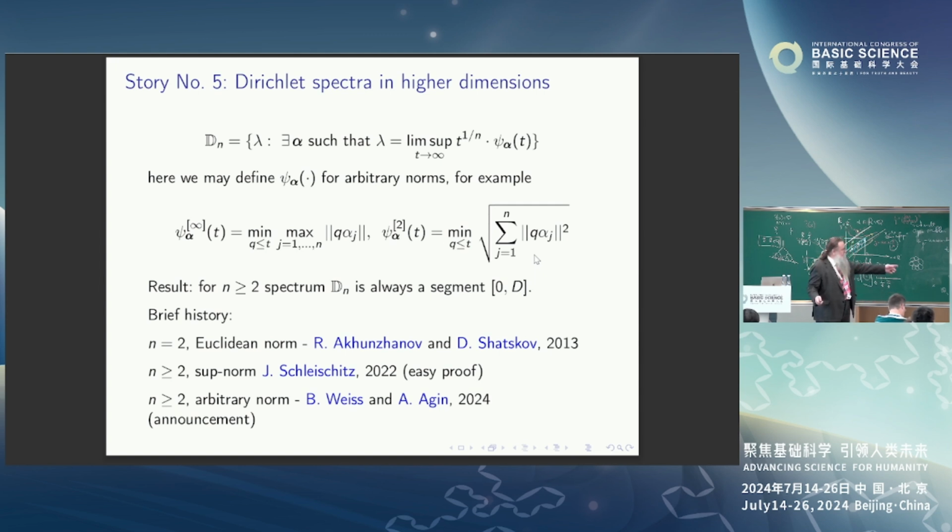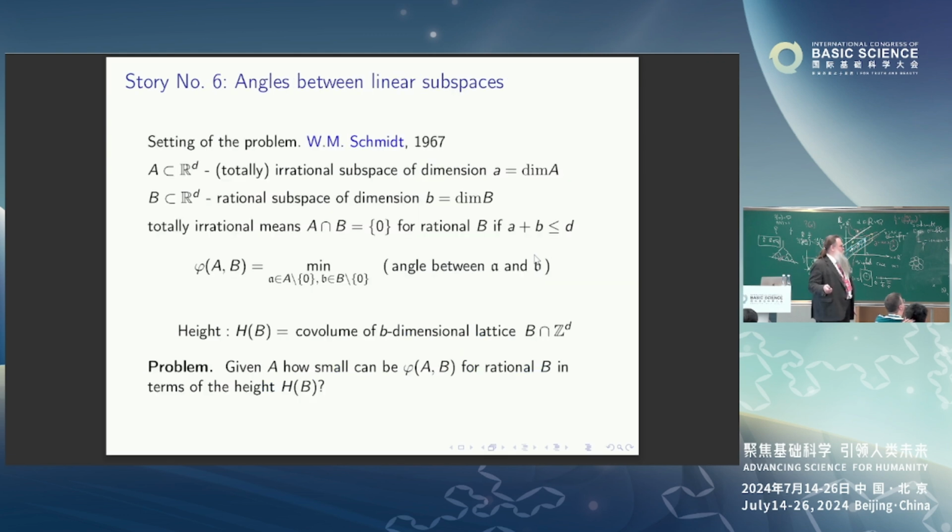It was discovered by Akhundjanov and Shaskov, but they were lazy. They dealt only with the case of Euclidean norm and dimension 2, and in higher dimensions, quite recently, a general result was announced by Barak Weiss and Alon Agin. It was announced at the last conference in Diophantine Approximation.